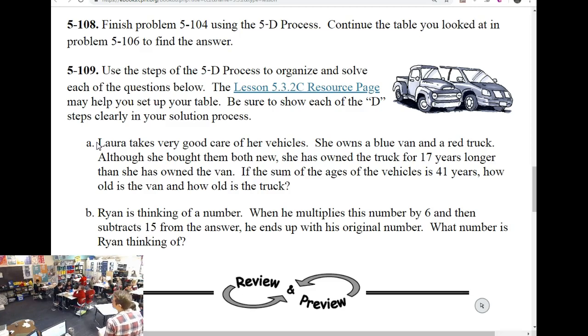Now, Laura takes very good care of her vehicles. Actually, I just had to put new tires on my car last night trying to take care of my vehicle. It hurt. It hurt to the tune of $731. So, Laura, actually that was a pretty good deal on tires.